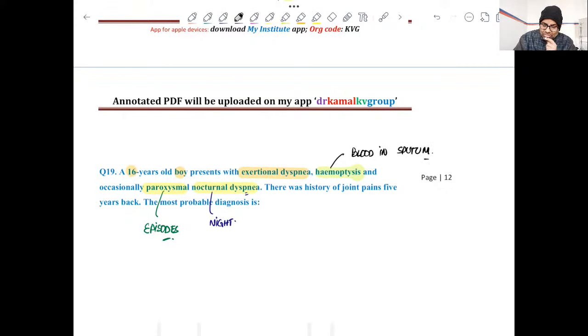But the most important catch here is joint pains 5 years back. So I think all of you can make the diagnosis here. If any patient having joint pains later on presents with any feature related to the heart or the lung, you can think of rheumatic heart disease. Clear? So this is rheumatic heart disease, and the condition here which usually we see in clinical practice is mitral stenosis.